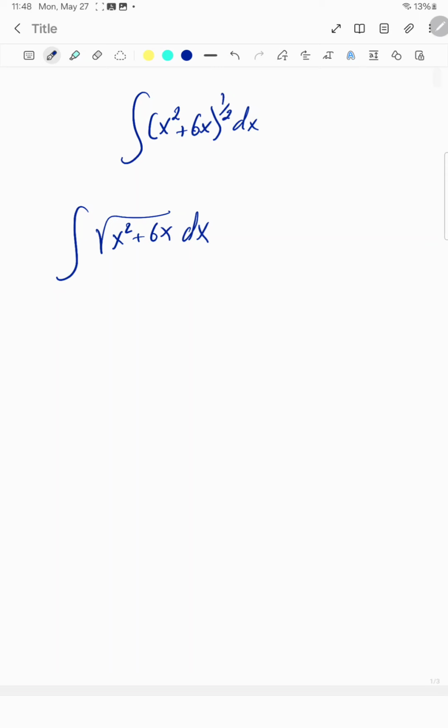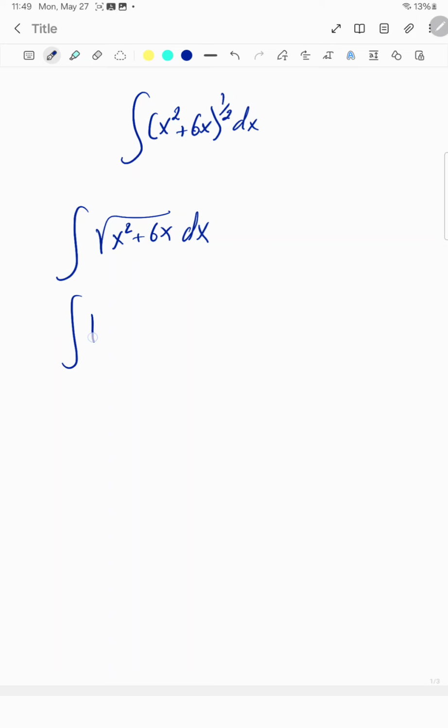And looking at that integral, if I take u equal x squared plus 6x, my du will be 2x plus 6. But I don't have another x beside my dx, and my du has an x, so it's not a good idea. But looking at x squared plus 6x, it's the beginning of a perfect square.